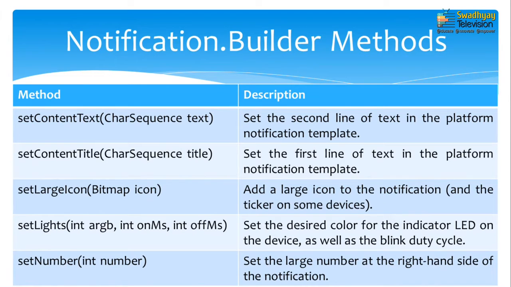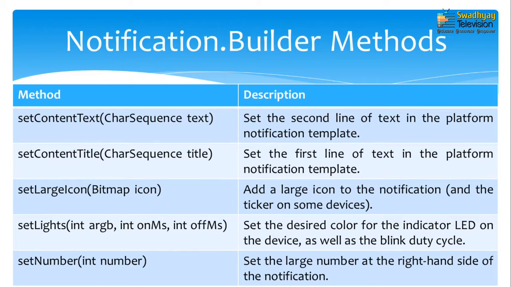Now, let us look at some other methods. The next method is setContentText. It takes a character sequence as an argument, and it sets the second line of text in the platform notification template. Then we have the setContentTitle method, which also takes a string as an argument, and it sets the first line of text in the platform notification template, that means the inbuilt template. Then we have setLargeIcon, and it takes an argument of type bitmap, which represents your large icon, and it adds a large icon to the notification and the ticker on some devices.